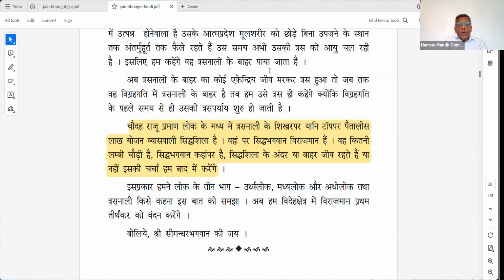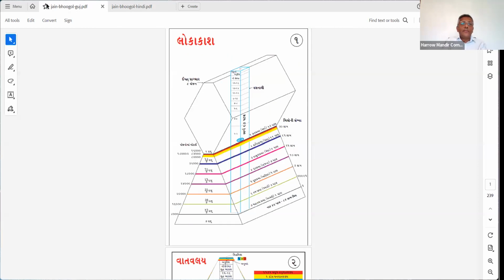So now what this next paragraph is showing is exactly where Siddha Sila is. It's a very simple question: where is the Siddha Sila? Is it in the Urdhvalok, the Madhyalok, or the Adholok? I'd be very surprised if you get this wrong actually, yes? So where is it? Urdhvalok, Madhyalok, or is it the Adholok? Where is the Siddha Sila, where the Siddh Bhagwans live?